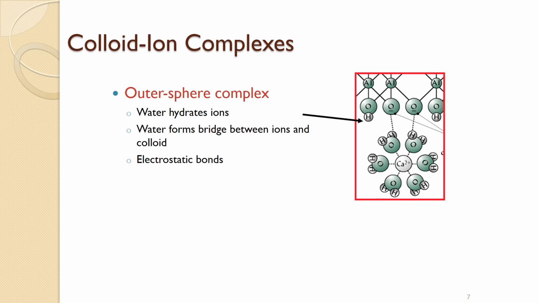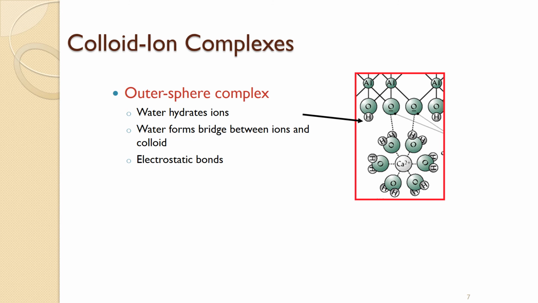So we're going to start talking about those colloid ion complexes, those parking spaces that I keep referring to. We're going to start defining them further. So we have an outer sphere complex and an inner sphere complex. First let's talk about the outer sphere complex. Here we have a calcium ion that is hydrated by a bunch of waters. So it's got the circle of waters around it.